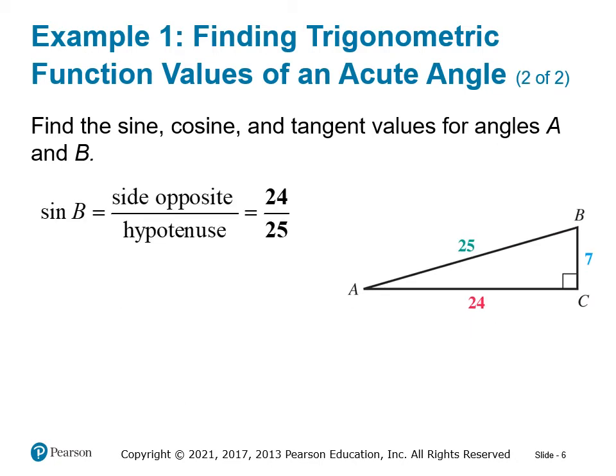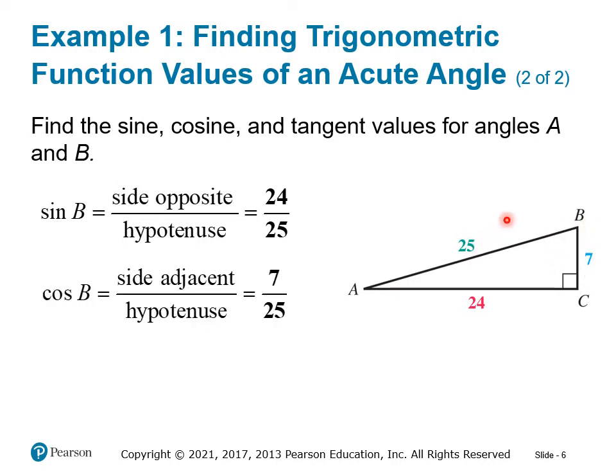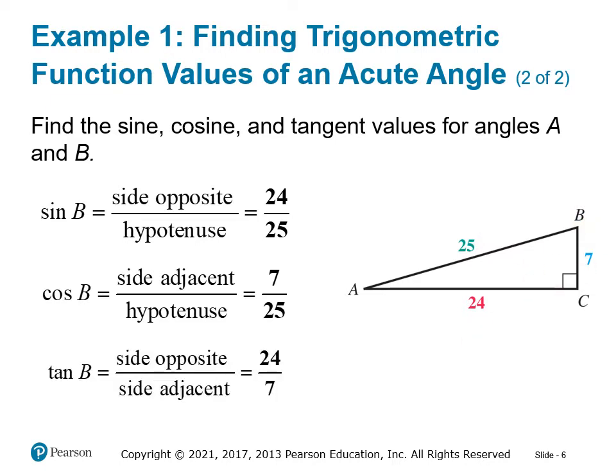Oh, I'm sorry, we're only doing sine, cosine, and tangent. For B, again, the sine is opposite over hypotenuse, 24 over 25. Cosine of B is adjacent, 7 over 25. And tangent of B is opposite, 24, over adjacent, 7. Okay? Went through those pretty fast, but these are pretty straightforward and simple.